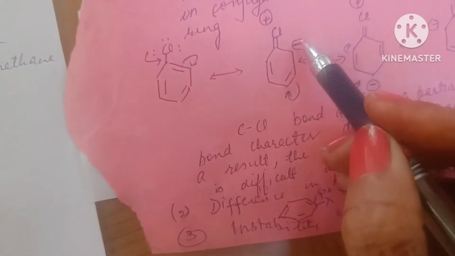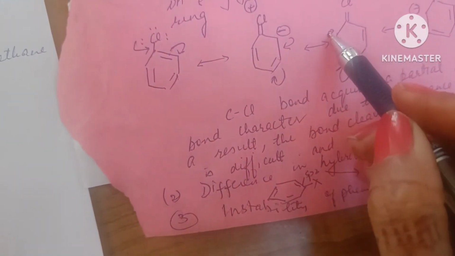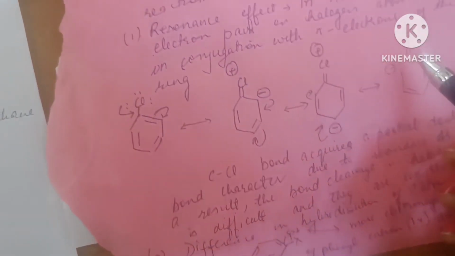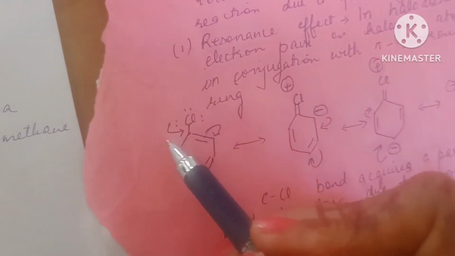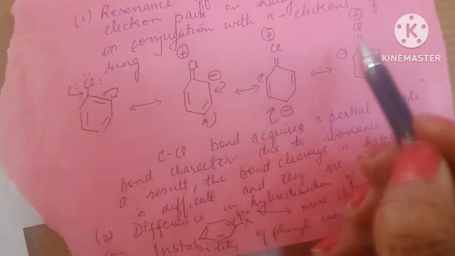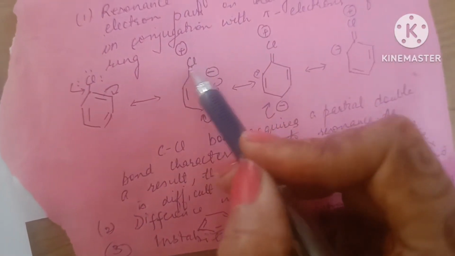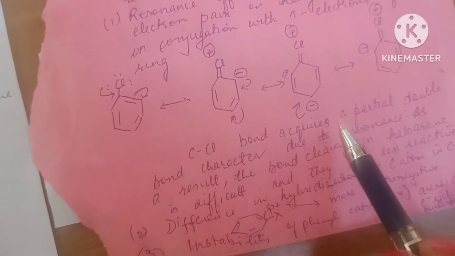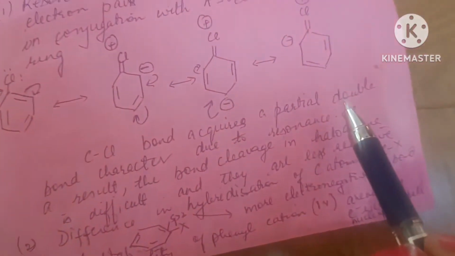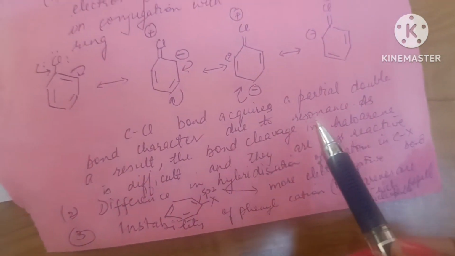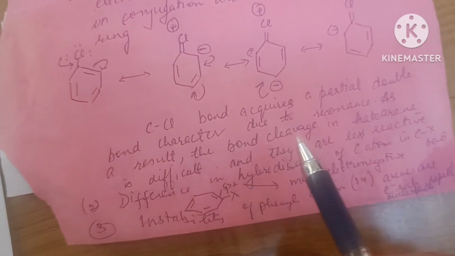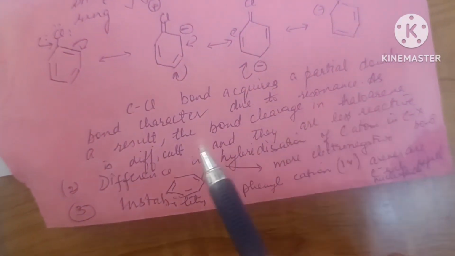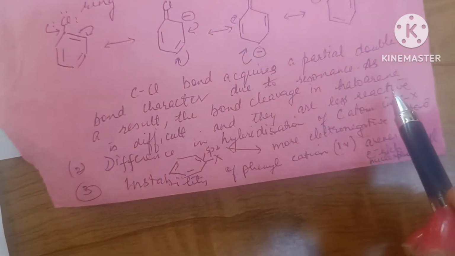Here the negative charge comes, and then here in these resonating structures, because of which when these electrons are pulled, a partial double bond character comes in here, because of which it becomes difficult to break the bond. So the C-Cl bond acquires a partial double bond character due to resonance. As a result, the bond cleavage in haloarenes is difficult and they are less reactive.